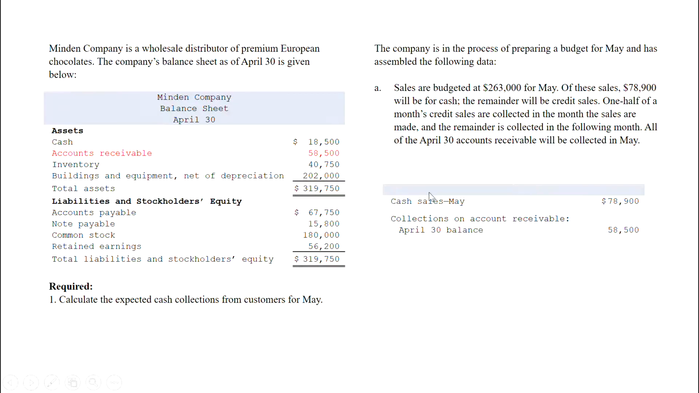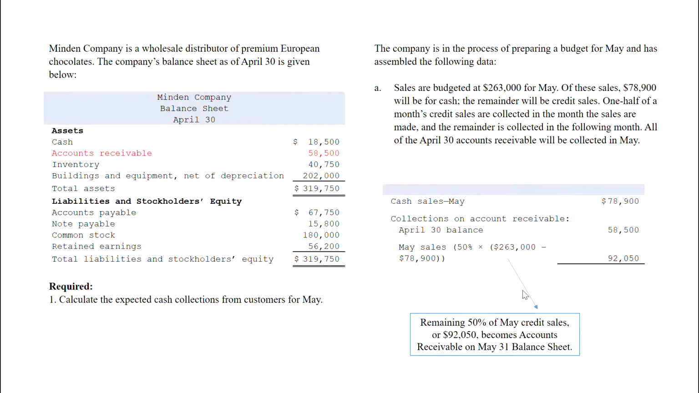We also have to consider the credit sales for May. So we're going to take the 263,000 total sales minus the 78,900 collected immediately in cash. Subtract that from the 263,000, multiply it times 50% because keep in mind 50% is collected in the month of sale, and we get $92,050 of credit sales will be collected in the month of May related to our May sales.